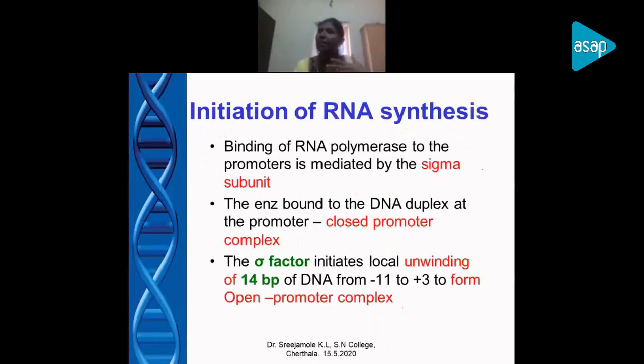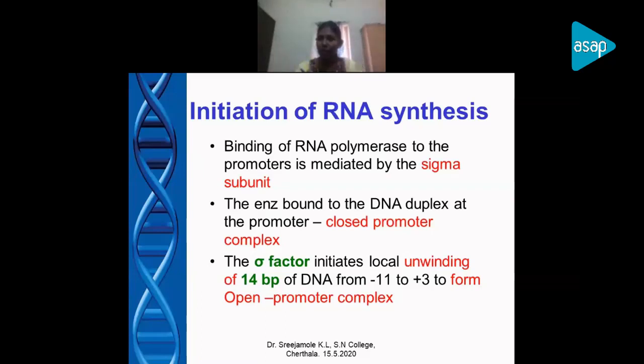Next, coming to the initiation of RNA synthesis. What happens during initiation? We have already mentioned that the sigma factor is the prime factor that actually recognizes the promoter. Along with the RNA polymerase, this sigma factor first binds to the -35 sequence, and is then scrolled forward and binds to the -10 region, where it recognizes where the starting point of gene transcription is.